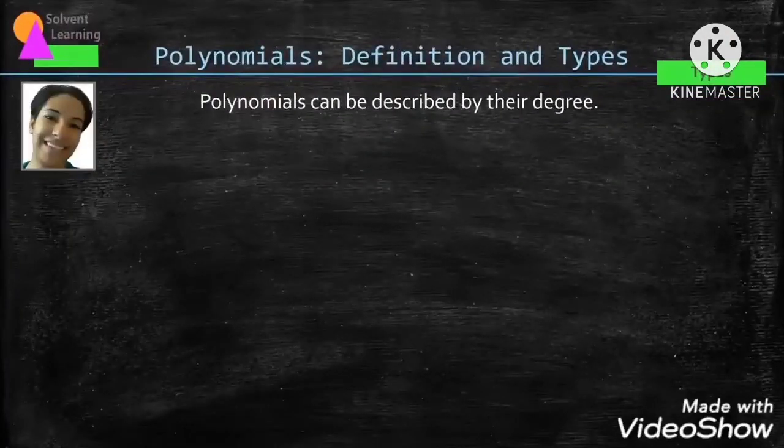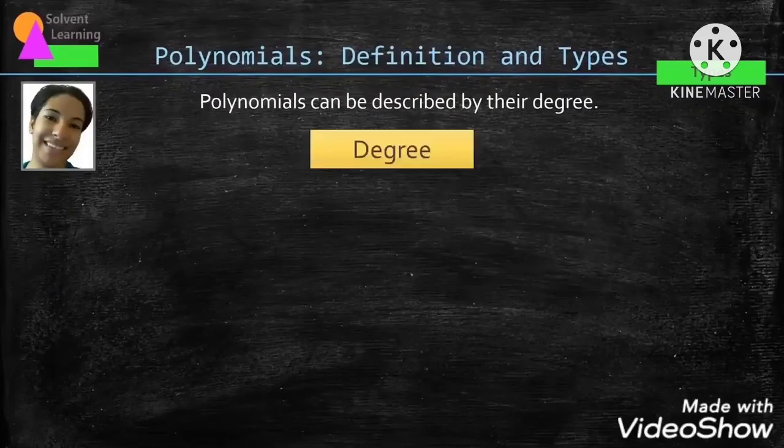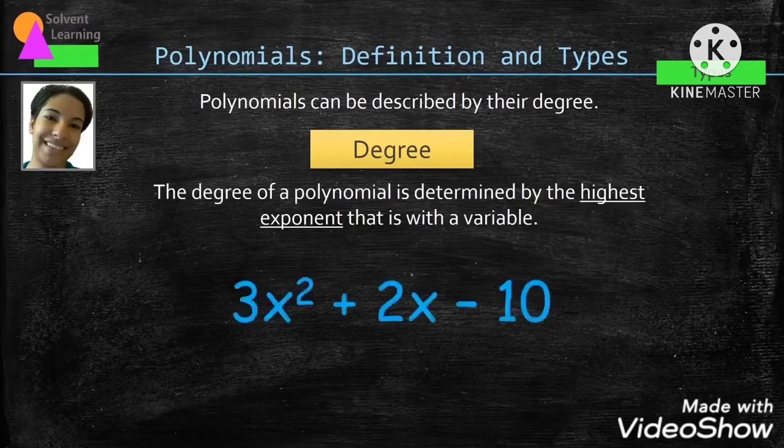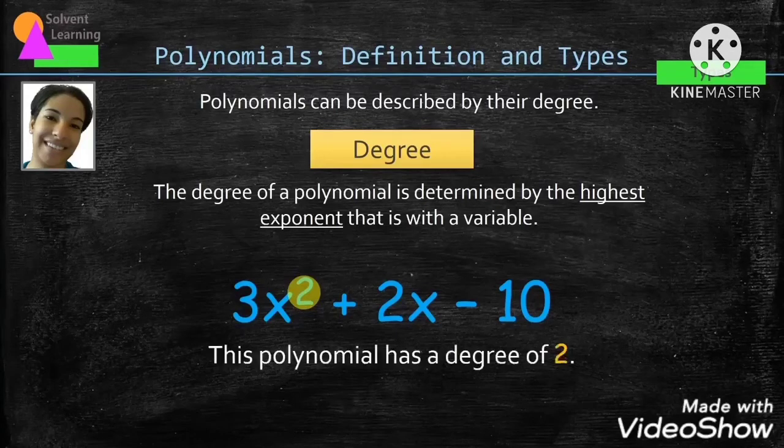Polynomials can also be described by their degree. The degree of a polynomial is determined by the highest exponent that is with a variable. So in this example, the first and second terms both have the variable x. However, the variable x in the first term has an exponent of 2, and the x in the second term doesn't have an exponent at all. So the highest exponent is 2, and we would say this polynomial has a degree of 2.